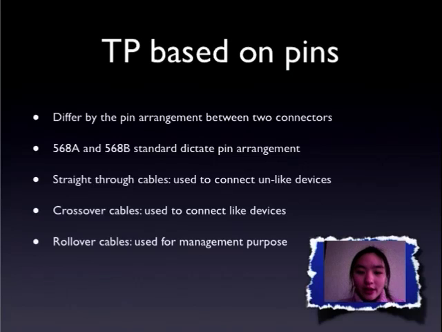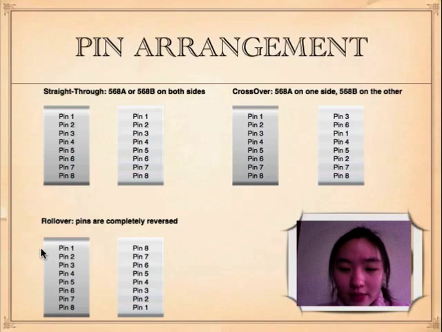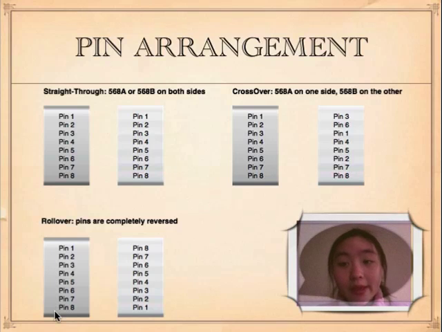A rollover cable, on the other hand, is a special type of twisted pair cable because it doesn't follow any of the wiring standards we mentioned above. It has a completely reversed pinout, so pin 1 corresponds to pin 8, pin 2 to pin 7, pin 3 to pin 6, and so on until pin 8 corresponds to pin 1.